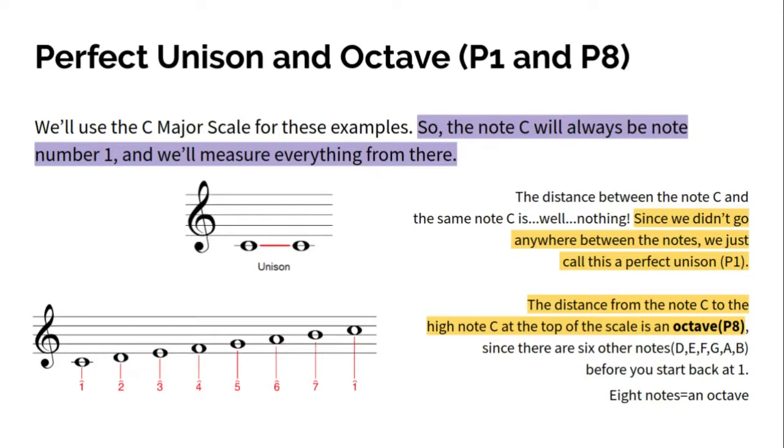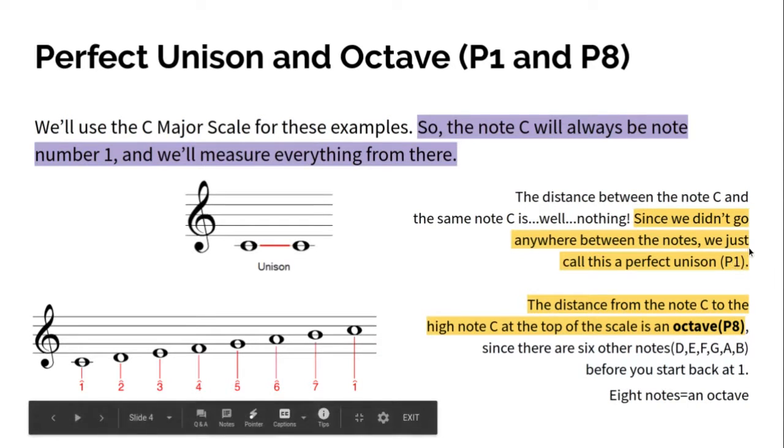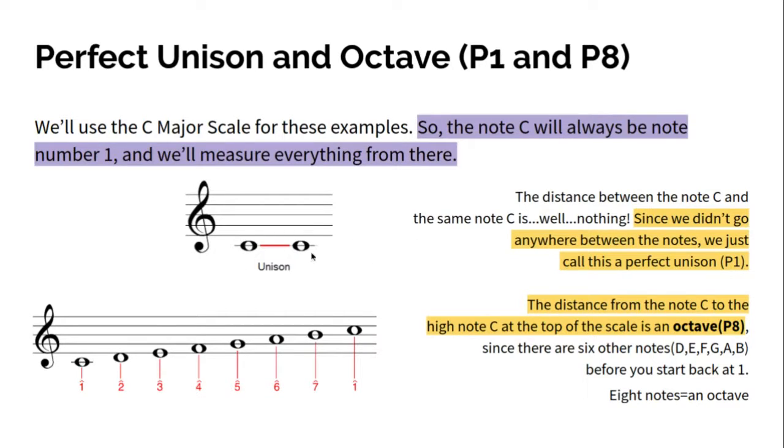We'll use the C major scale for these examples. So the note C will always be note number 1, and we'll use everything from there. Our first example that we have is the perfect unison, meaning 2 C's in a row, 2 of the exact same note. So we say the distance between the note C and the same note C is, well, nothing. They're the exact same. Since we didn't go anywhere between the notes, we just call this unison, or the same. So our symbol for that is P1. Okay? Perfect unison, 1. We didn't go anywhere.